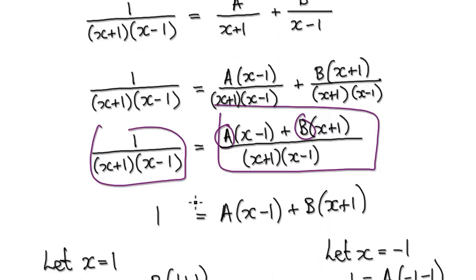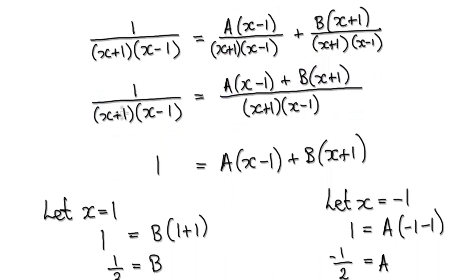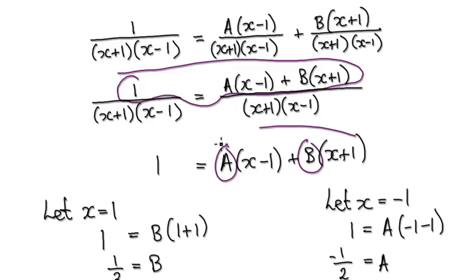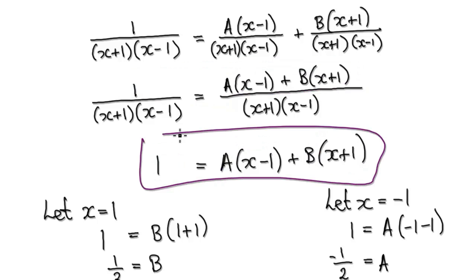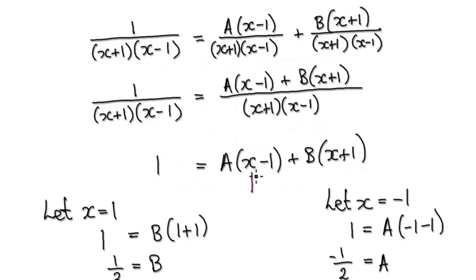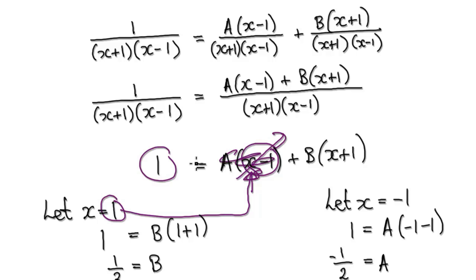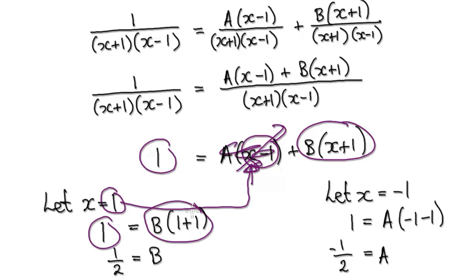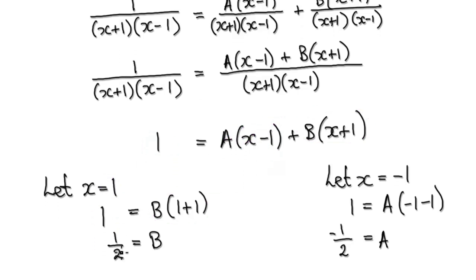So the trick is to concentrate on the numerator. So concentrate on finding a and b such that this thing here is always equal to 1. Well, once you're at this stage here, if you set x to be 1, if you put 1 into here, then this thing here will be 0, making 1 equal to this thing here. So b is a half.